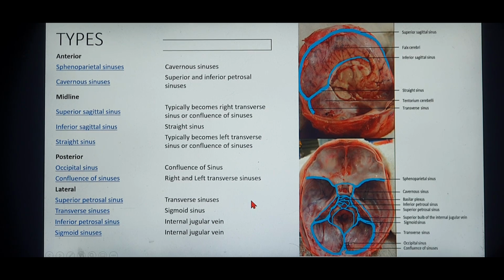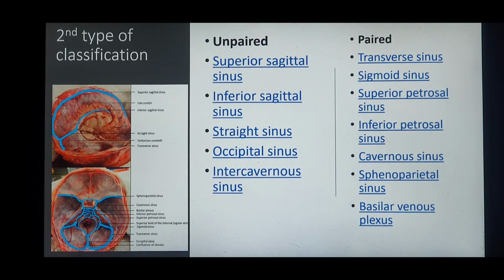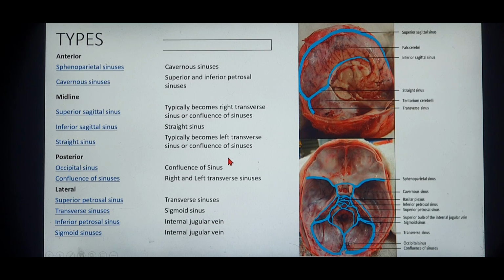Now, the easier one is the classification depending on the number, that's the unpaired and the paired. If you refer to the same diagram, you can see the superior, inferior, straight, occipital, and the intercavernous. Those sinuses which are in the midline are always single, and those sinuses which appear on either side along the midline are definitely going to be paired ones.